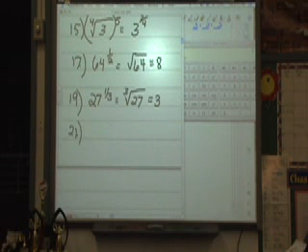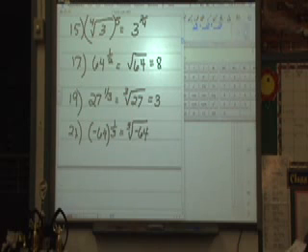Number 21. Negative 64 to the 1/3 power. So we want the cube root of negative 64. So what number times itself 3 times? Try this again. Negative 64.